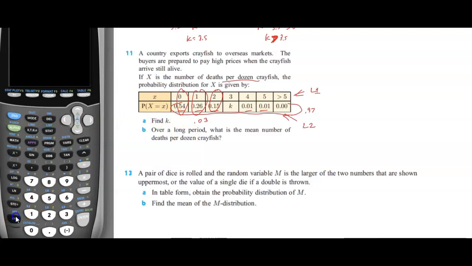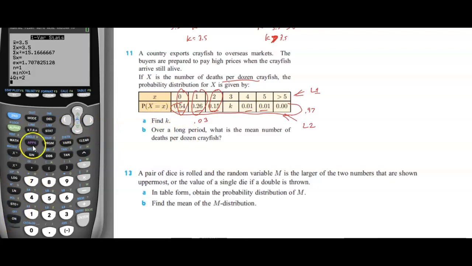So I'm going to turn on the calculator. I'm going to go to Stat Edit. And then in the first column, I'm going to put 0, 1, 2, 3, 4, 5. Do I need to put in greater than 5? No, because the L1 value is 0, so it doesn't matter anyway, right? And then I'm going to type these in, and k is 0.03, remember, and I'm going to type those into L2, and then I'll be back in a second. Okay, I filled in my table, and then I'm going to do 1-Var Stats.